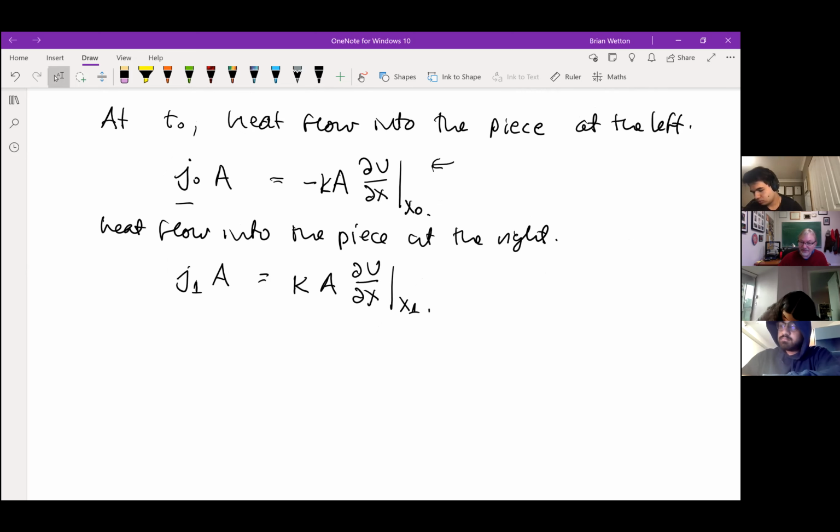So now I'm going to think about how much heat is happening in this little piece. Well, it's going to be J0A, oh, I better put this, minus J1A. But then I also have to add the volumetric heating.